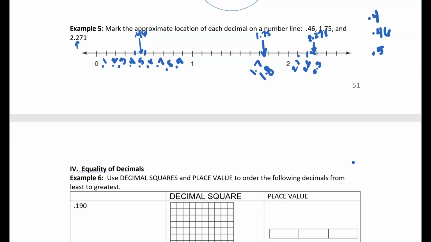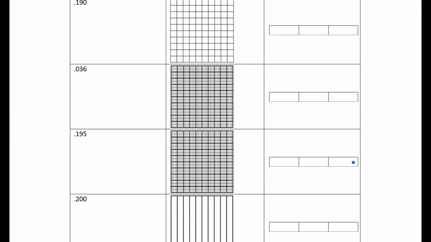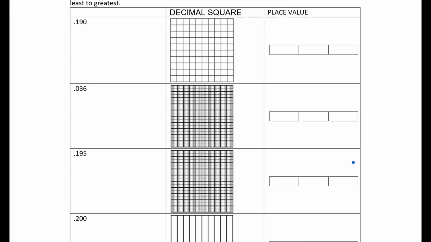Okay, so we're going to combine what we've done with the decimal squares and the place values, and we're going to order these decimals from least to greatest. So this would be a great time to pause the video and see if you can take the decimal that's over here on the left and draw a picture of it on the right with the decimal square.